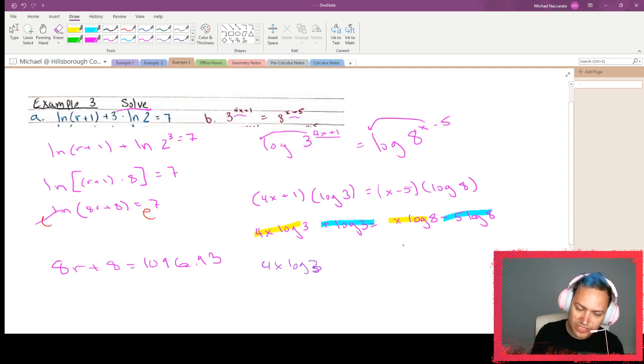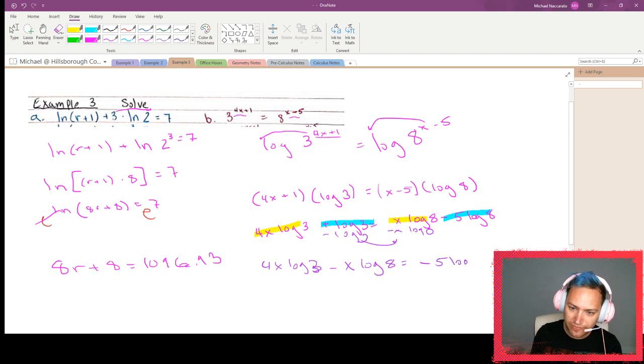But then I'm going to move this x log of 8. So I'm going to subtract x log of 8, so this will become minus x log 8. On this side, we're going to have to subtract log of 3 to move it over here. So I have minus 5 log of 8, because it was negative, and then minus log of 3.